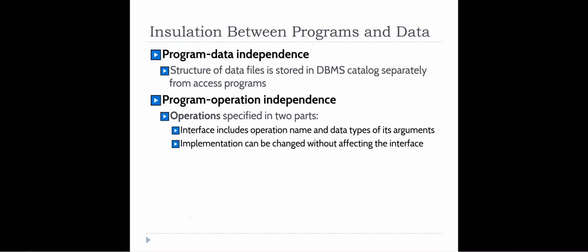Okay, so program-data independence and program-operation independence. Here we are talking about the second characteristic of the database. It's called isolation between programs and data. One of the great things that we also have to mention: here we have an isolation, or independence, between program and data.